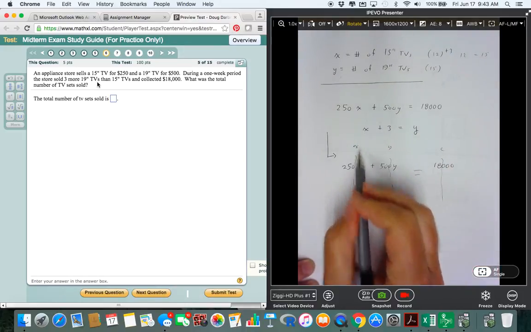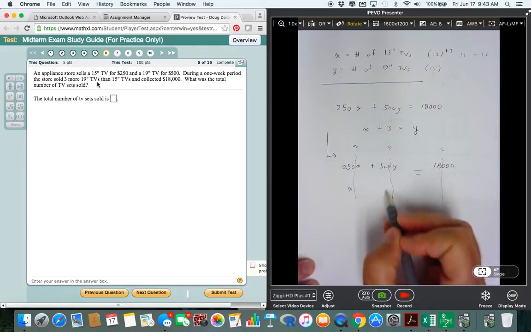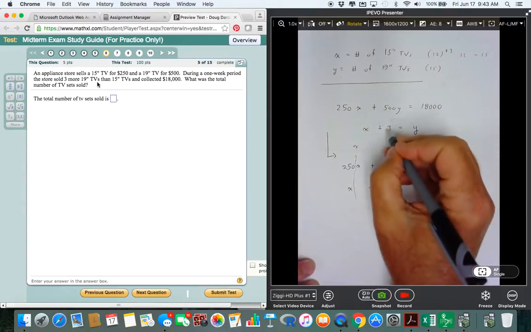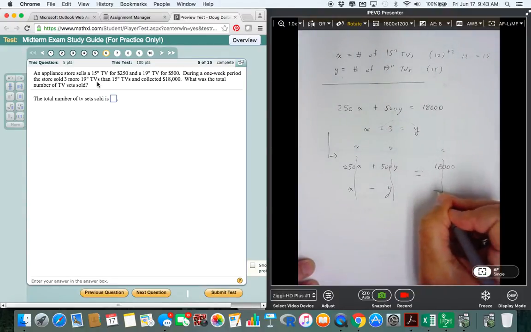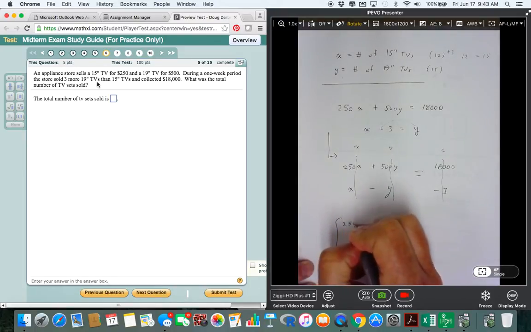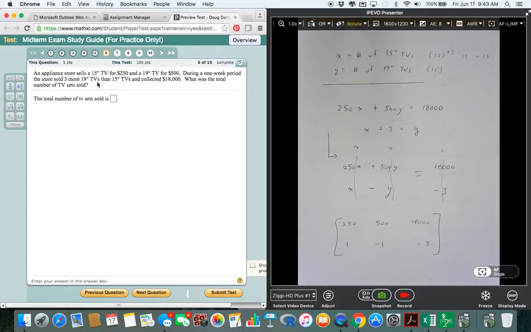Now my x is on the left side, that's fine. But my y needs to come over here and be in with its kind, all right? And then my 3 needs to go over and be over there with its kind. Well, it's going to be -3 when it goes across. So gang, the augmented matrix that I need to solve is this one right here.